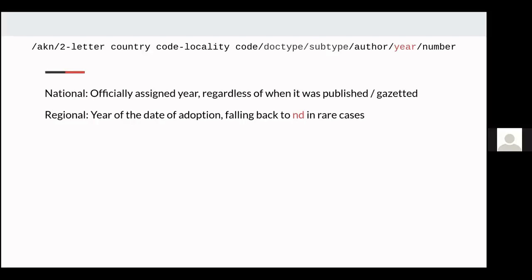Not only because it's the official assignment, which is important, but also because then we don't end up with numbering clashes down the line once Act 32 of 2020 is finally published as well.